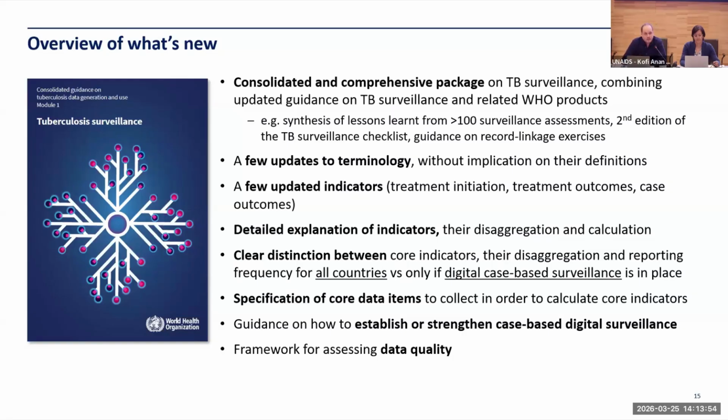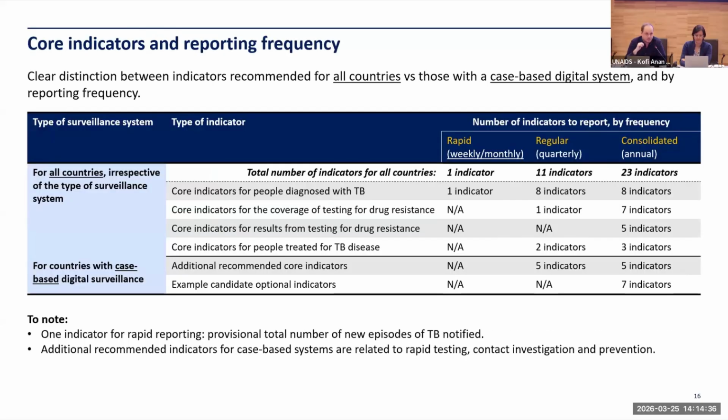There's a more detailed explanation of the indicators in the core guidance, including their disaggregation and calculations. And you'll see that we're now making a distinction between the core indicators and their disaggregations and reporting frequency that are for all countries versus those with a digital case-based surveillance in place. And in Chapter 5, we have the specifications of all of the core data items that should be collected or that are needed in order to calculate the core indicators. We now have guidance on how to establish or strengthen case-based digital surveillance, and we also provide a framework for assessing data quality. Next slide.